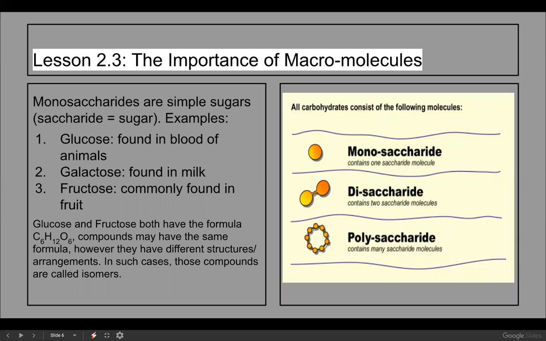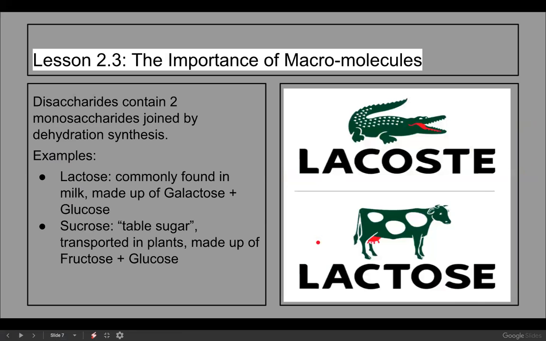Glucose is found in the blood of animals, galactose is found in milk, and fructose is commonly found in fruit. Glucose and fructose both have the same chemical formula. However, the arrangement of the atoms is a little different. In such cases, those compounds are called isomers. So all carbohydrates consist of this, right? A monosaccharide. Two of them together is a disaccharide, and if you put them all together, you have a polysaccharide.